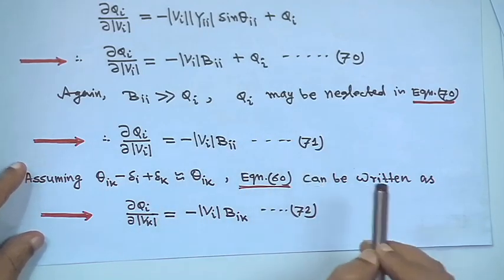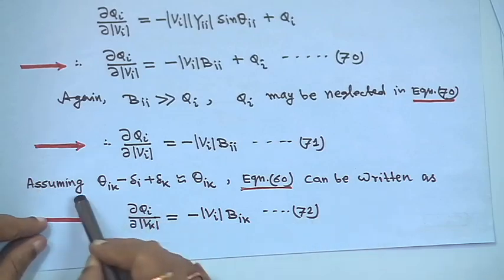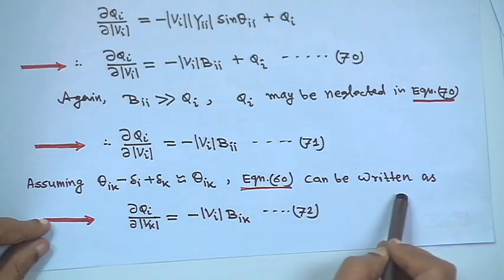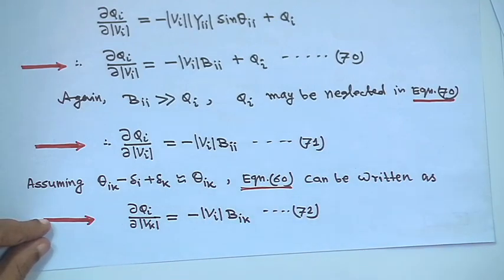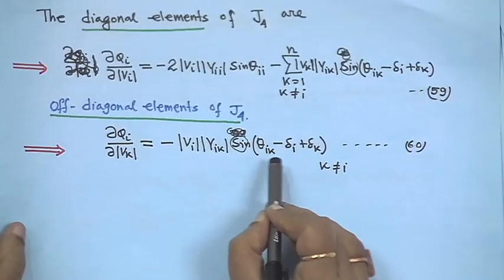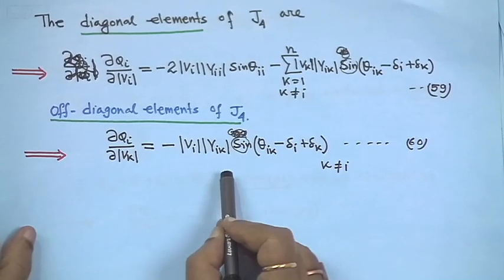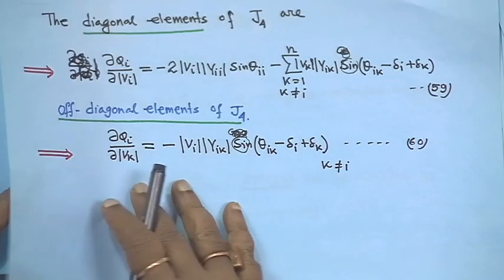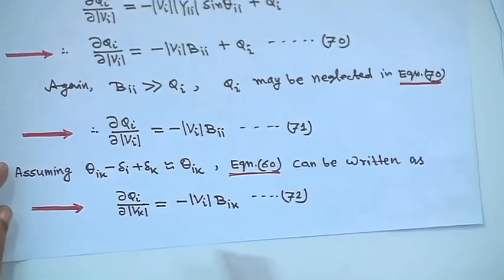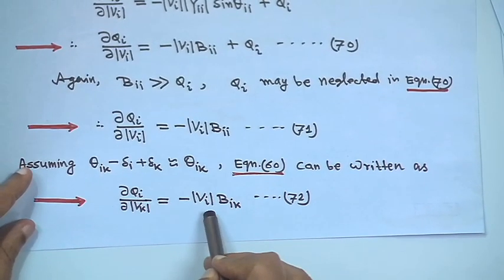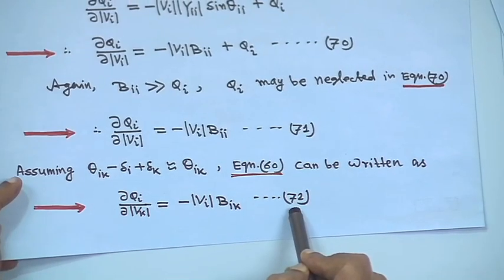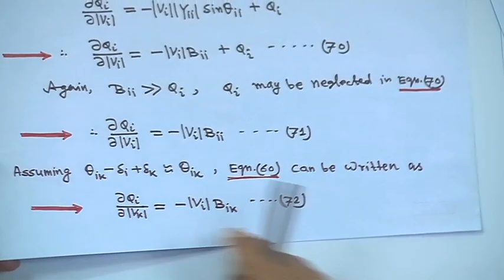This is equation 71. Similarly, assuming again theta I k minus delta I plus delta k is equal to theta I k, equation 60 can be written as follows. This is your equation 60 with the same assumption. We will take this one as a sin theta I k such that it will be V minus V I B I k. That is why delta q I upon delta V k will become minus V I B I k. With this assumption, equation 60 can be written as this, equation 72.